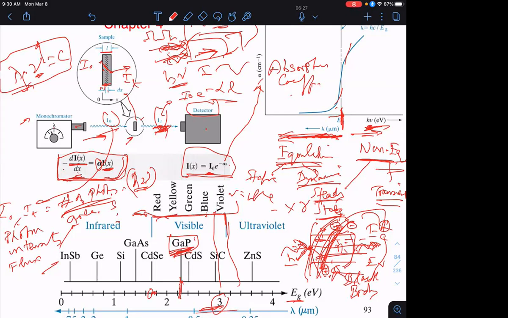transmitted. So if I hold up a thin piece of gallium phosphide semiconductor up against white light, the red and the yellow would pass through that. So that's why gallium phosphide semiconductors look reddish or yellowish, okay?